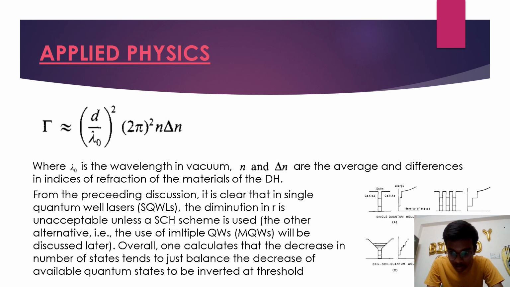Overall, one calculates that the decrease in optical confinement tends to balance the decrease of available quantum states to be inverted at threshold.